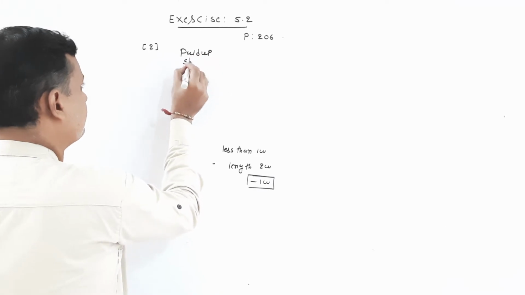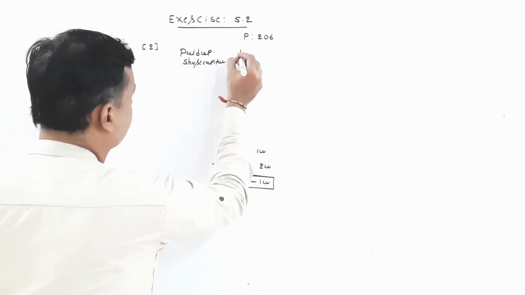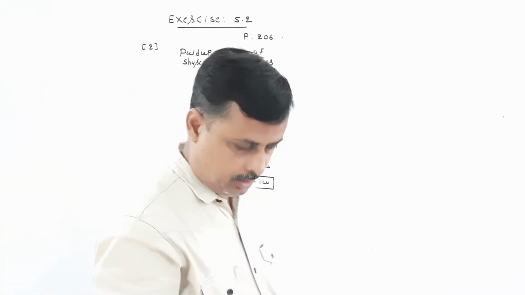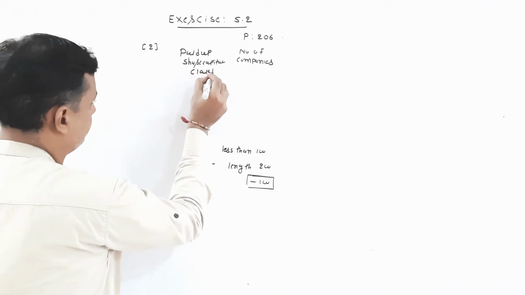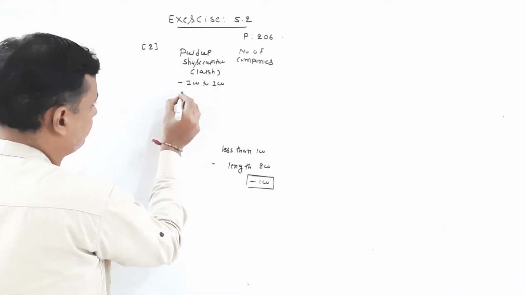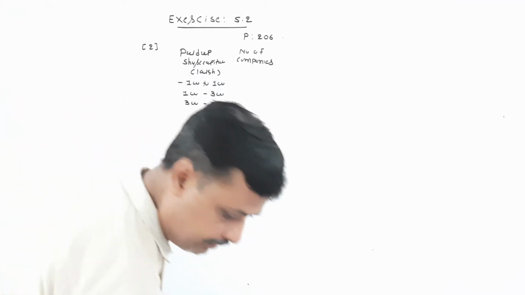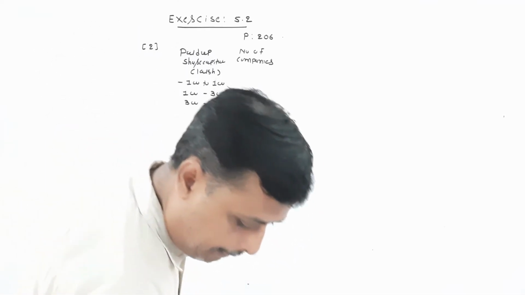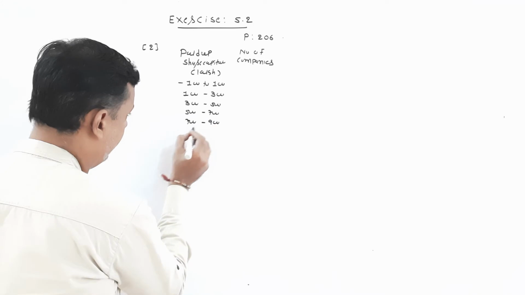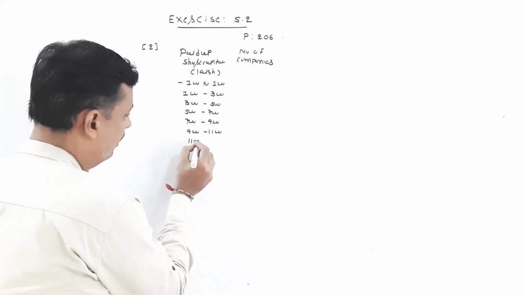So paid up share capital and number of companies, like so -100 to +100, then 100 to 300, 300 to 500, 500 to 700, 700 to 900, 900 to 1100, 1100 to 1300.